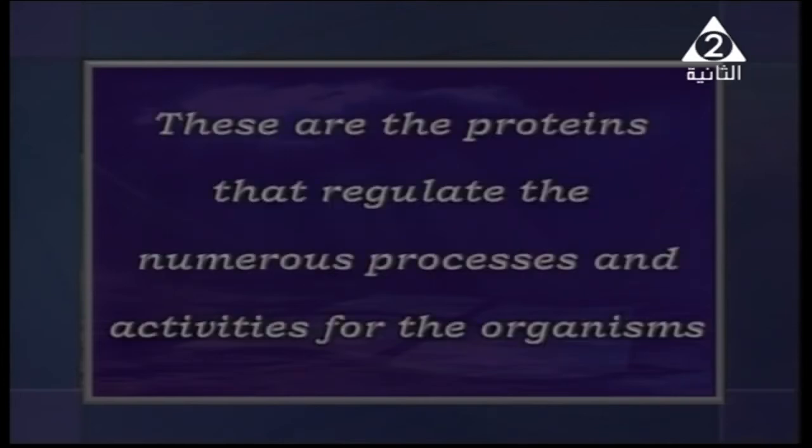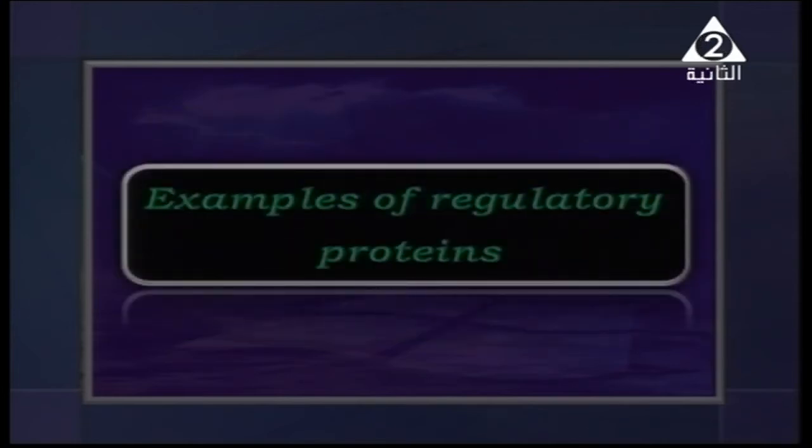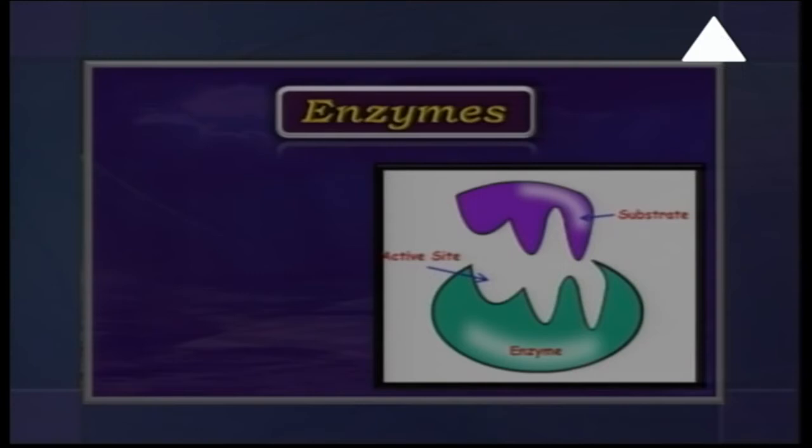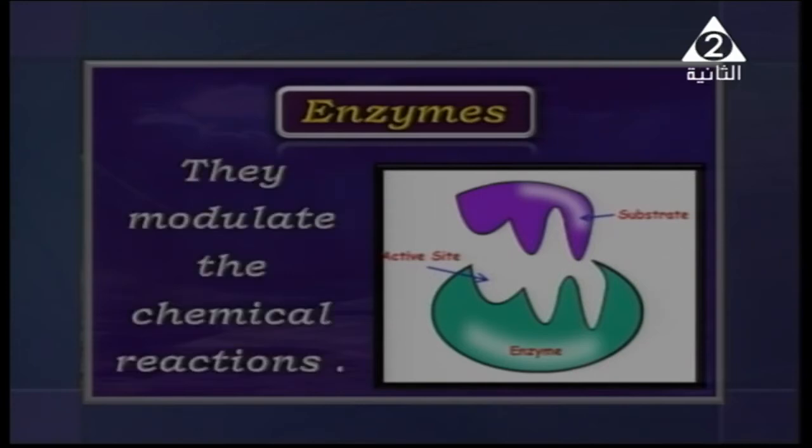Regulatory protein. These are the proteins that regulate the numerous processes and activities for the organisms. And we said processes like digestion, respiration, excretion, and any vital processes inside our body. Examples of regulatory proteins: enzymes. Enzymes are proteins, and this figure represents the shape of an enzyme. They modulate or catalyze the chemical reactions inside the living organism's body.